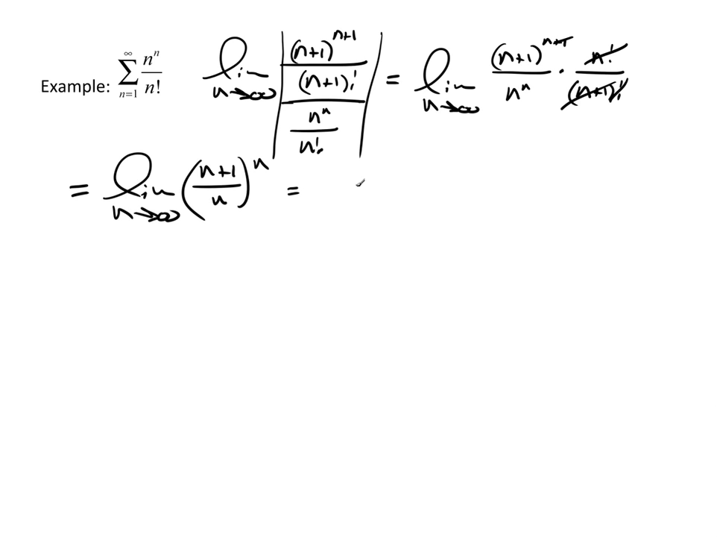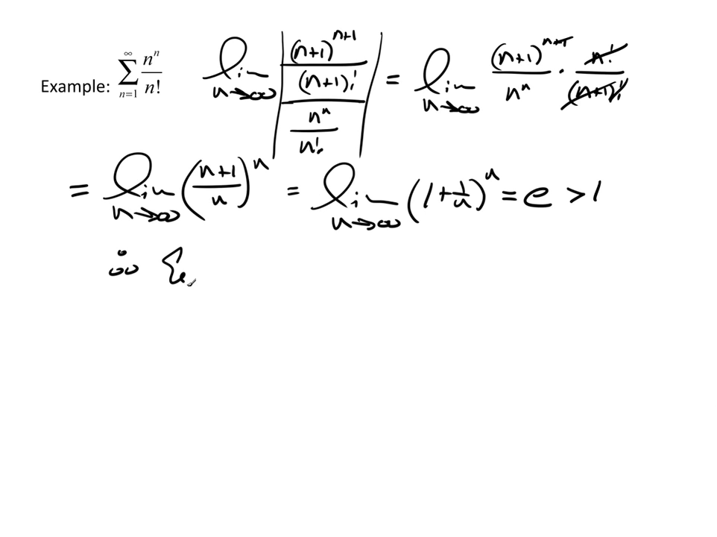That is equal to, let me change this into a format you may recognize, the limit as n goes to infinity of 1 plus 1 over n, to the n, and hopefully you recognize that as being e. Well, e is greater than 1, therefore the sum n equals 1 to infinity of n to the n over n factorial is divergent.